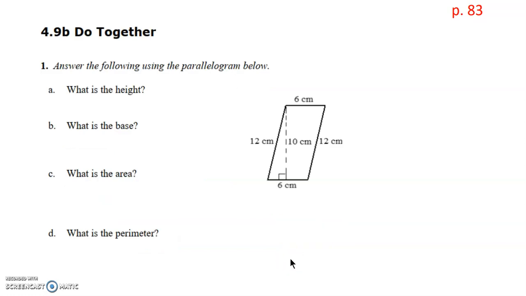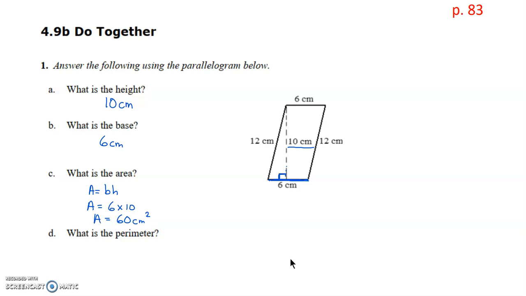So for this parallelogram, we're going to notice its features. And first up, they ask us what the height is. And the height is always projecting from the right angle. So we can see that the height is 10 centimeters. That's very important. The base is where it's coming out, where that right angle is coming out from, the bottom of it. So that's 6 centimeters. So the area is base times height, which is going to be 6 times 10. So the area of this figure is 60 square centimeters.